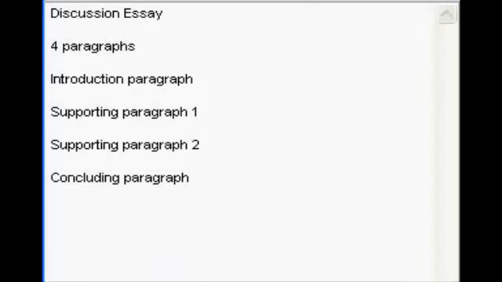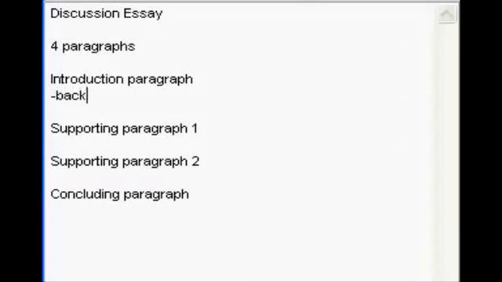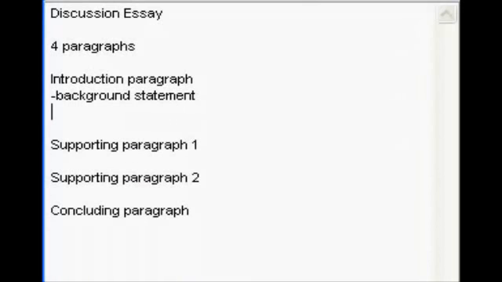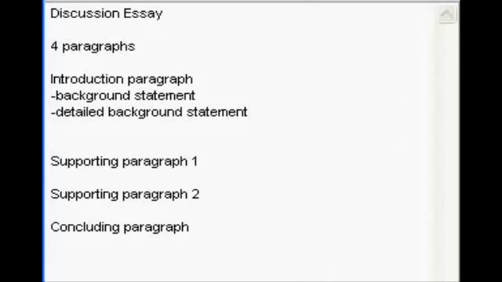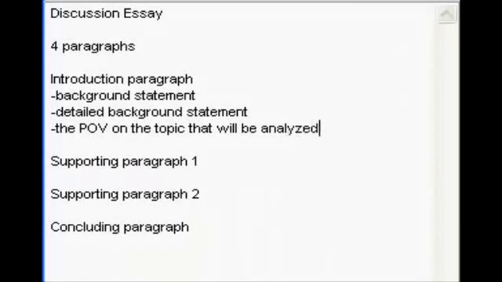Okay, now inside of each of these paragraphs are a number of sentences, and each sentence has its own job to do. So if we take the introduction paragraph, the first sentence is a background statement on the topic that we're writing about. The second is a detailed background statement. So it's basically a little bit more information on the topic that we introduced in the first sentence. The third sentence is the points of view on the topic that will be analyzed.